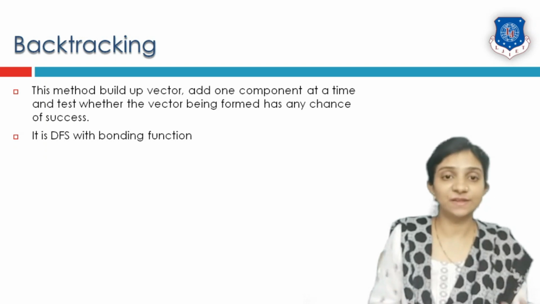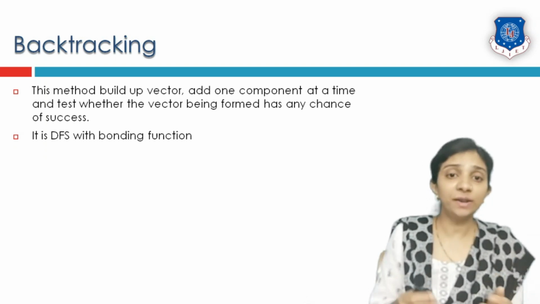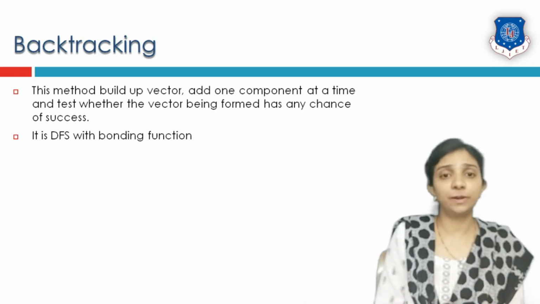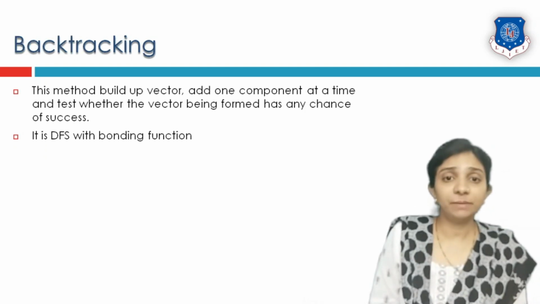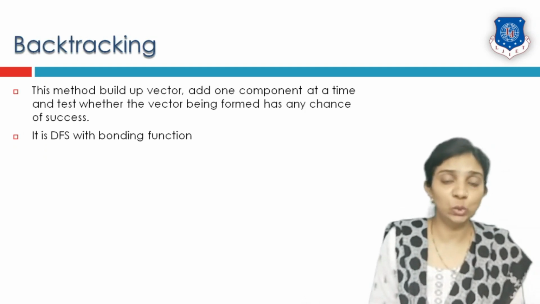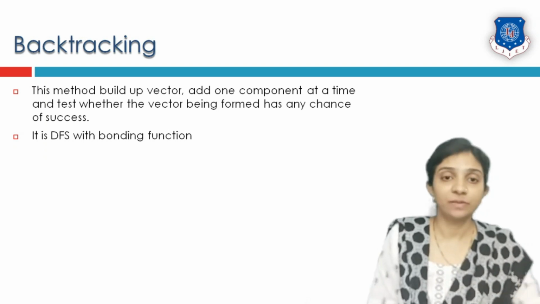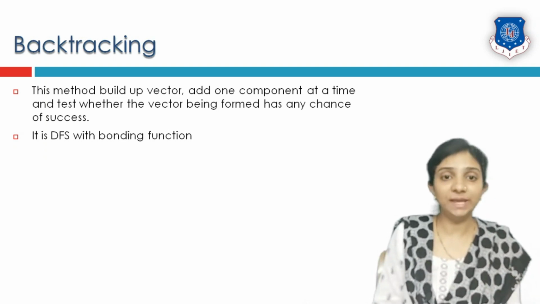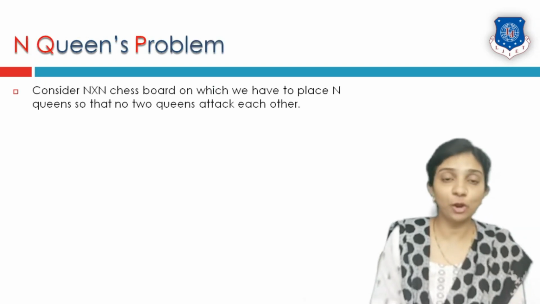It uses depth first search with bounding. Bounding function is a restriction function which stops our tree from growing to a larger size. Backtracking method will be more clear to you once you study NQueens problem. As soon as we solve the 4 queens problem, the method of backtracking will be more clear to you. So let us start with NQueens problem.